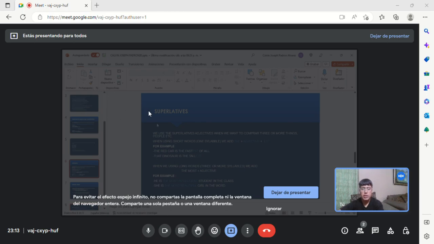We have the superlatives. We use the superlative adjective when we want to compare three or more things, people, etc. When using short words with one syllable, we add the adjective and -est. For example, the red car is the fastest of all.